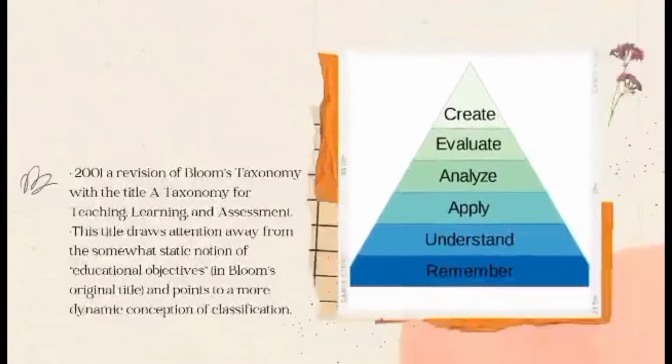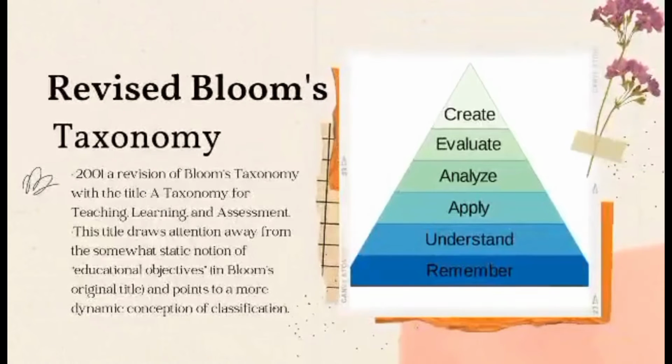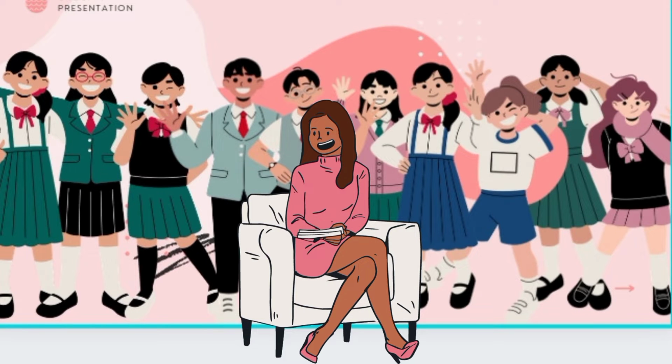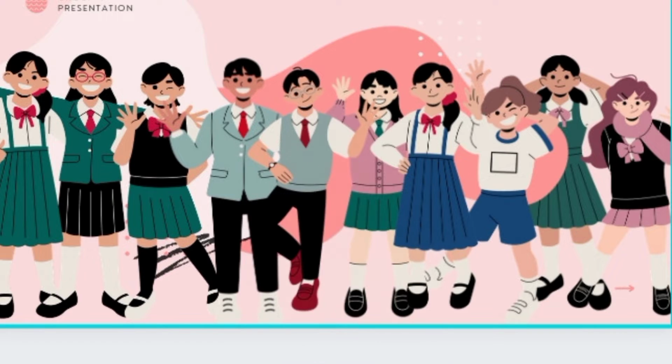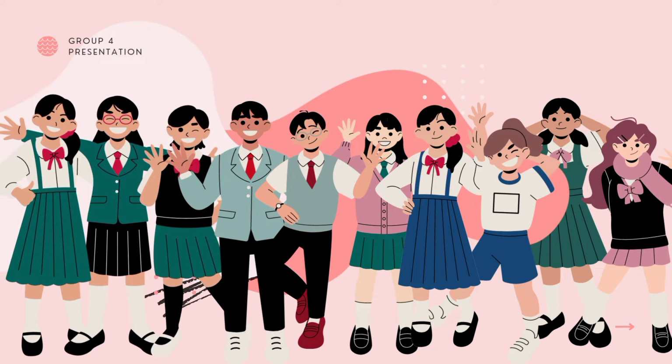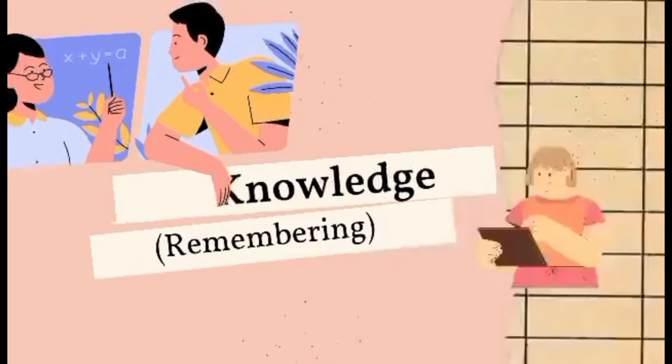This time, let us compare the original Bloom from the revised taxonomy. Actually, there were 2 significant changes. First, the names of the 6 categories were changed from noun to active verb. In 2001, a group of cognitive psychologists published a revision of Bloom's taxonomy. So now, the remaining members of this group will explain further the 6 levels in Bloom's taxonomy cognitive domain.